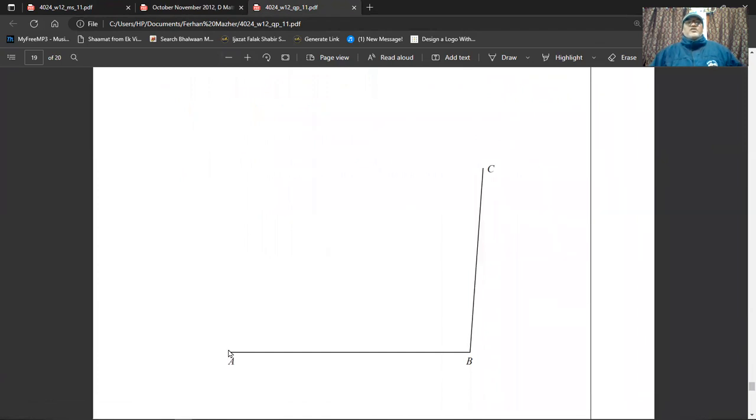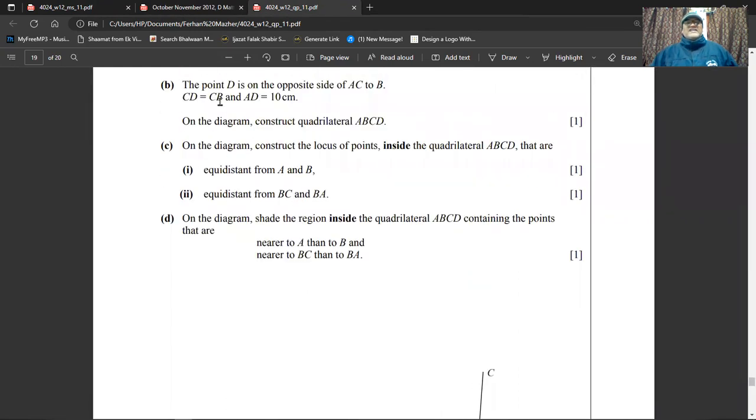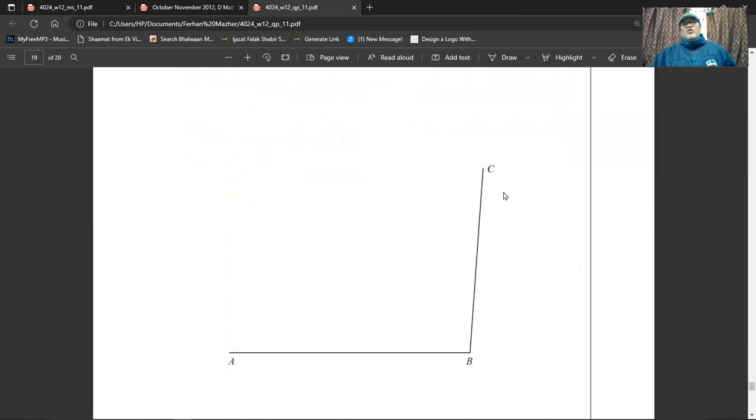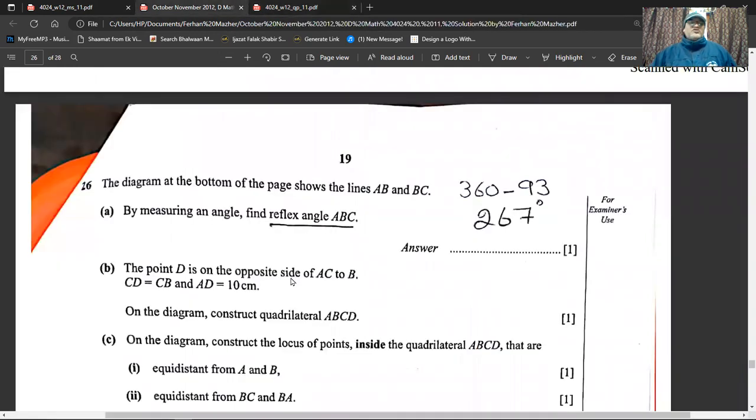From A, open your compass 10 centimeter, draw an arc here. And then they say the CD is equal to the CB. Open your compass equal to the CB, and from C, draw an arc here. So where these two arcs will intersect, that will be the point D. Let me show you. I have done that.